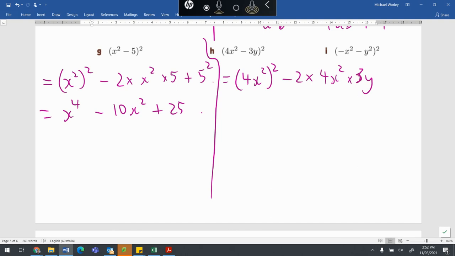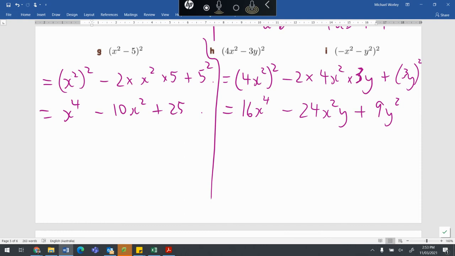It's a funny 3, isn't it? Oops. All right, 4 squared is 16. X squared squared is x to the power of 4. What have we got here? We've got 8 times 3, which is 24. X squared y. So there's an x squared and a y. And we've got 3y all squared. So that's going to be 9y squared. Excellent.